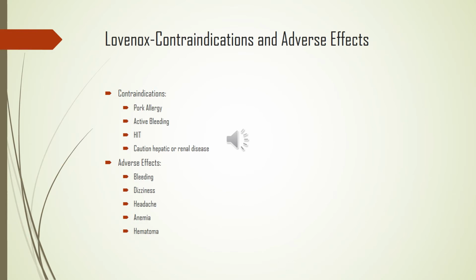Adverse effects: you're going to be monitoring for any bleeding, dizziness, headache, anemia, or hematoma. Hematoma is like a big, nasty, purpley bruise. It's where a blood clot is forming under a certain area, maybe under a puncture, and it's just like a hard mass. It can cause anemia, because remember, it's an anticoagulant causing thinning of the blood, so it's causing problems with that.